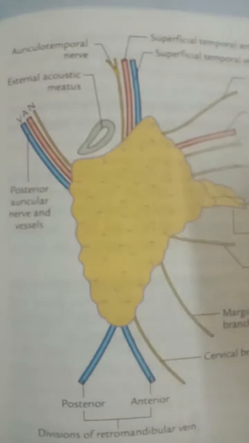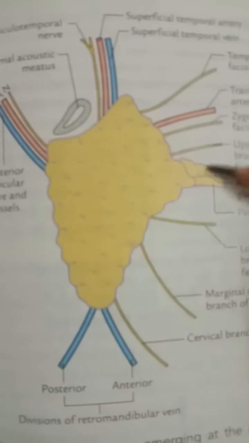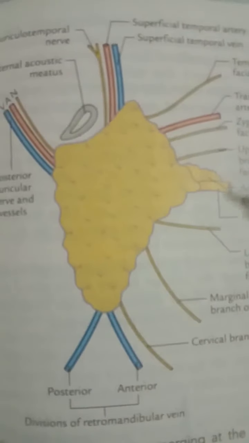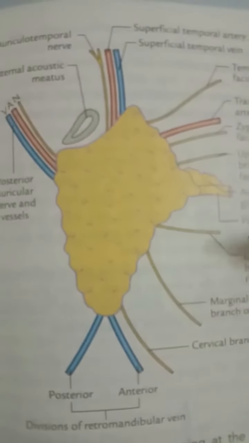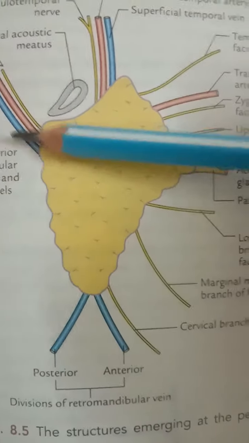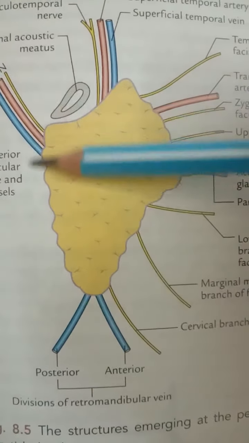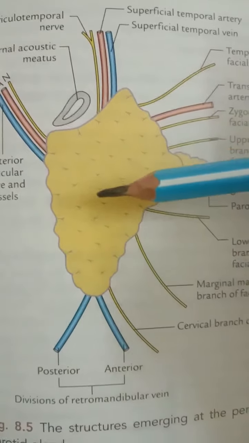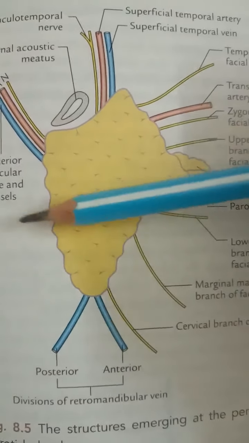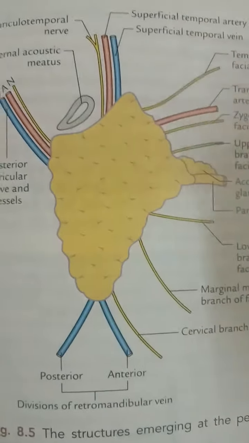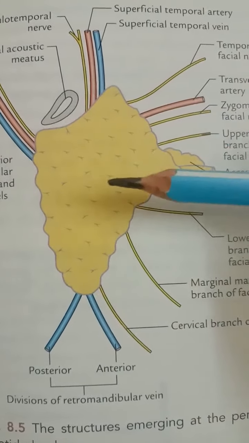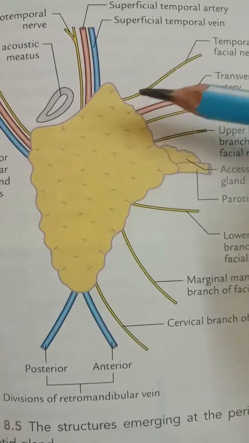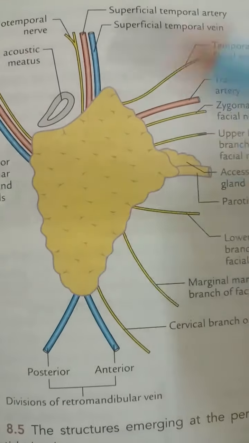Then the anterior border, so this one. It separates the superficial surface from the anteromedial surface. Then the posterior border, this one, separates the superficial surface from the posteromedial surface. And the last one is the medial border. The medial border separates the anteromedial surface from the posteromedial surface.